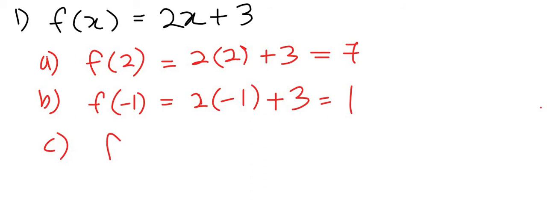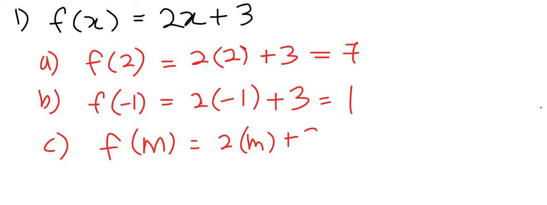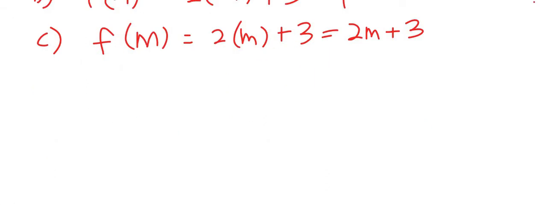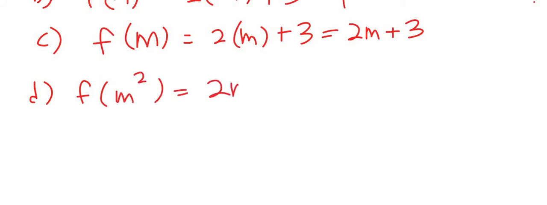Okay, let's try something different. What if I don't have a specific number here? I am given that the object is equal to m. So wherever you see x, you substitute it with m, and you're going to have 2m plus 3. That's all. And what if you have m squared? Exactly the same thing, just substitute the entire x with m squared.